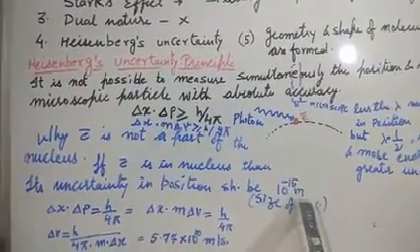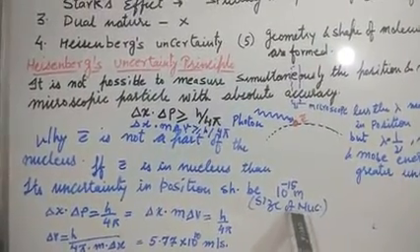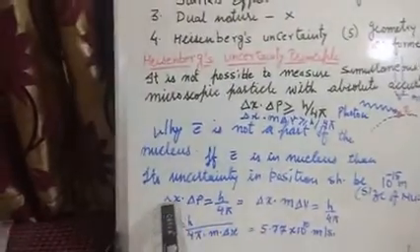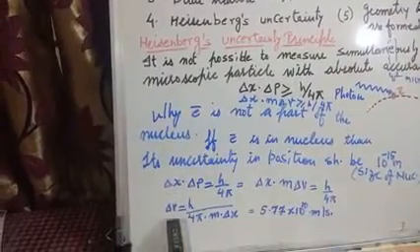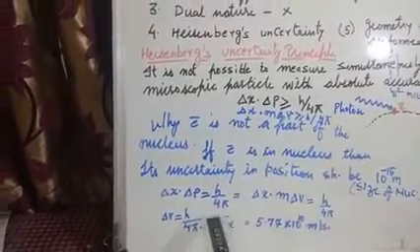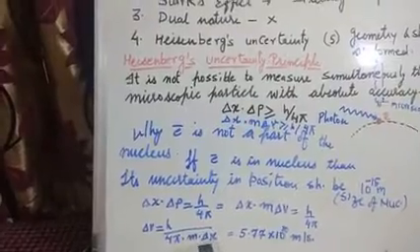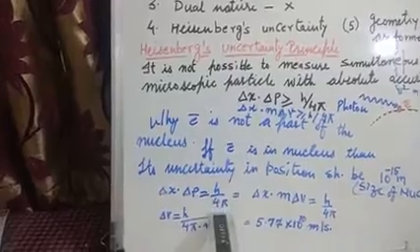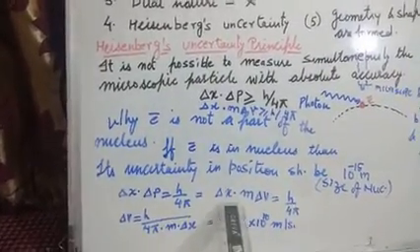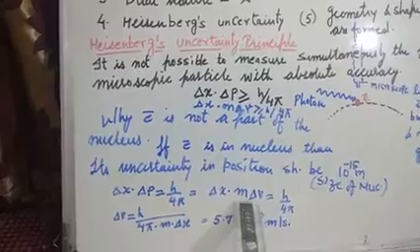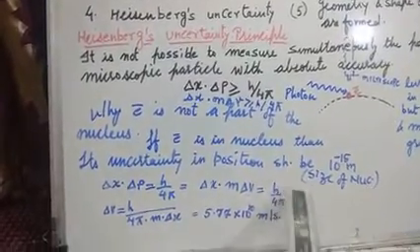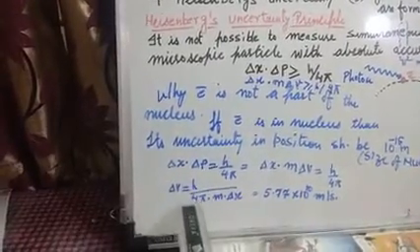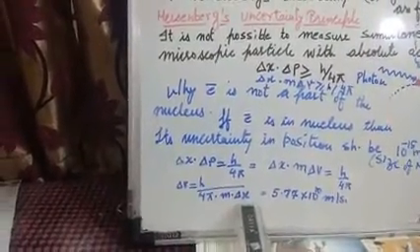Now we know the uncertainty in position, that is 10 raised to the power minus 15. So in place of del x, we keep 10 raised to the power minus 15, and we calculate the velocity of the electron. The formula is del x into del p is equal to h upon 4 pi. That simplifies to del x into m del v is equal to h upon 4 pi. So del v will be equal to h upon 4 pi into m into del x.